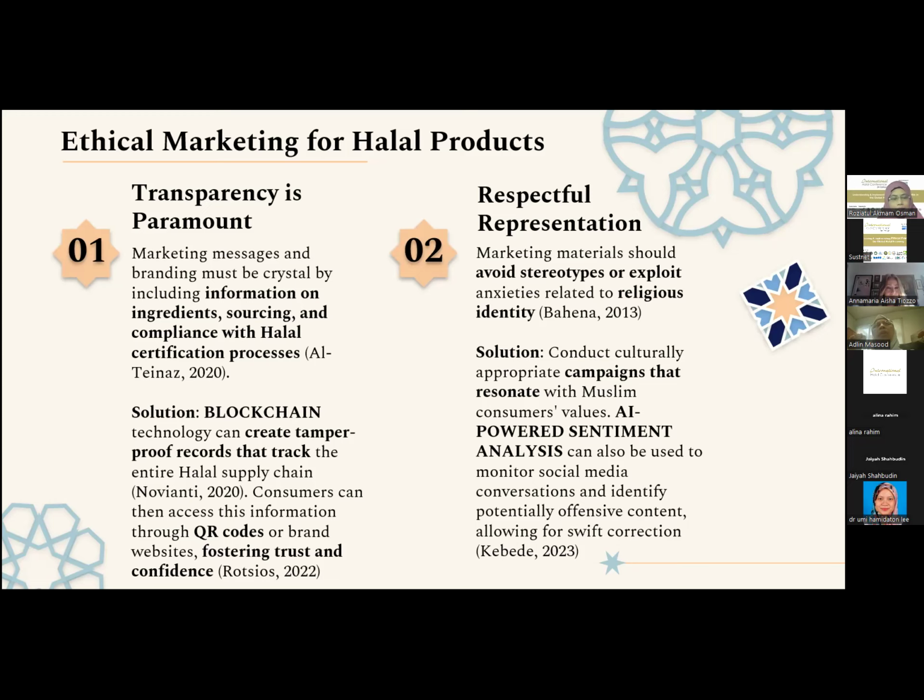We don't know. So I would like to suggest that the companies have QR codes. With those QR codes, they can foster trust and confidence from the consumers, because the consumers can use their smartphone and look at the QR code. If this QR code is backed by blockchain, it can definitely help to create tamper-proof records. Other than that, respectful representation means avoiding stereotypes or exploiting religious identity.